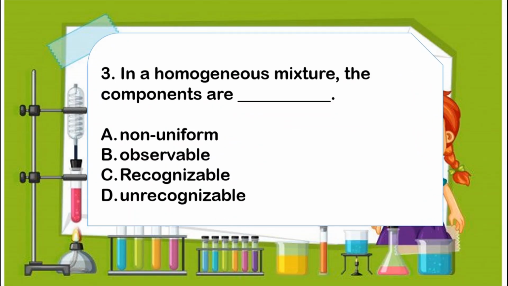Let's go to number 3. In a homogeneous mixture, the components are, remember the word homogeneous, A, non-uniform. B, observable. C, recognizable. And D, unrecognizable. Okay, unrecognizable. Sama sa kong giingon, dili nimo makita or you can hardly determine kung unsa nga klase nga substance pag mahalo na sila. So, unrecognizable.